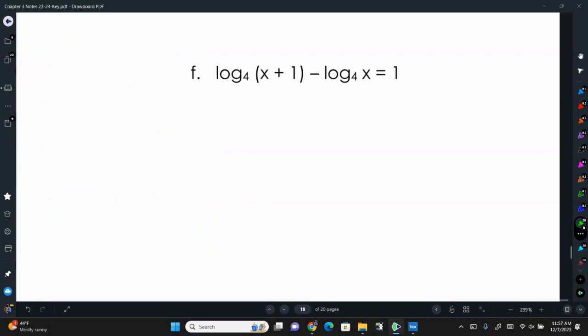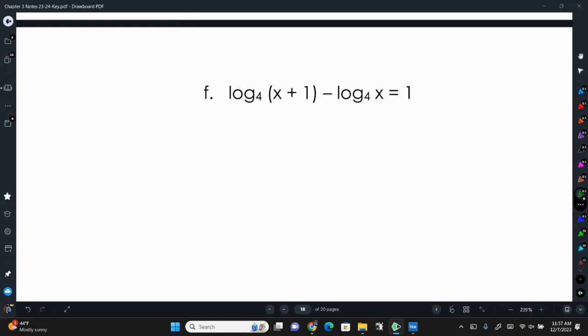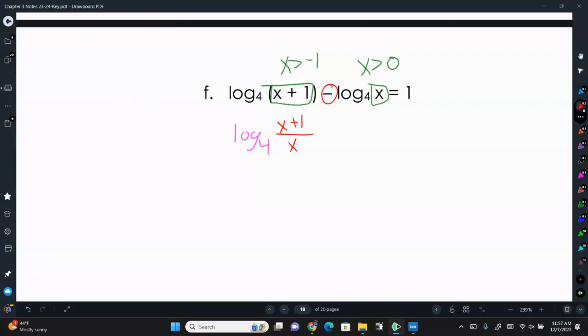All right, now with letter F, we have, again, 2 logs. So we're going to have to use our properties of logs, but for this log, x has to be greater than negative 1, and x has to be greater than 0. So the most restrictive one is x has to be greater than 0. So let's combine this now. So we have log base 4 of x plus 1 over x, because we have a subtraction sign there, and this is equal to 1.